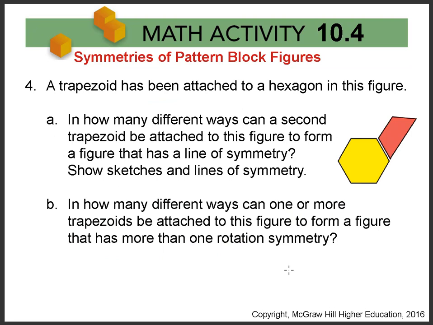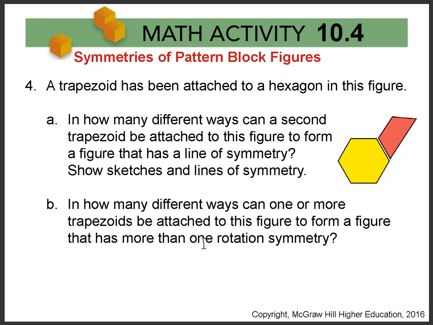In question 4, we have a hexagon with a single trapezoid. And we ask you, in how many different ways can you add another trapezoid to form a figure that has a line of symmetry? You can see, as is, this figure doesn't have a line of symmetry. But if I add another trapezoid, I can get a line of symmetry. Not necessarily exactly one, but at least one. So show sketches and draw your lines of symmetry. See how many ways you can do this.